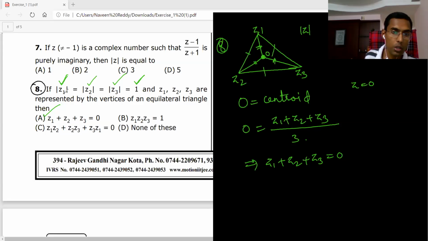Okay, that's an interesting question. This comes from the definition of modulus directly.